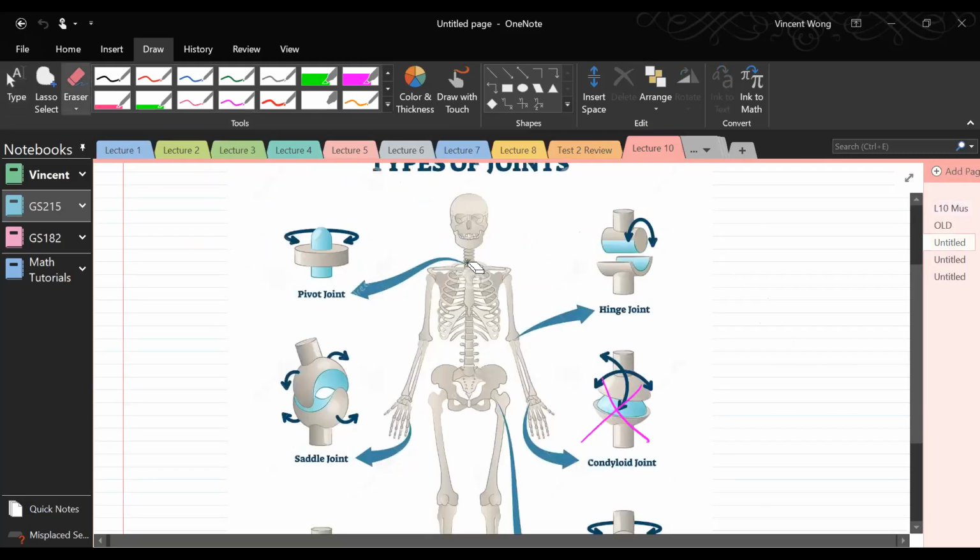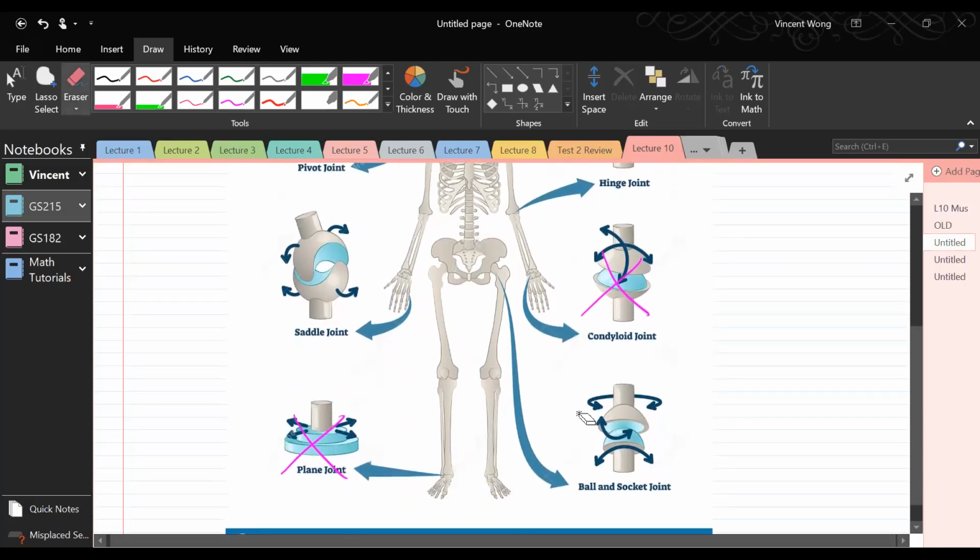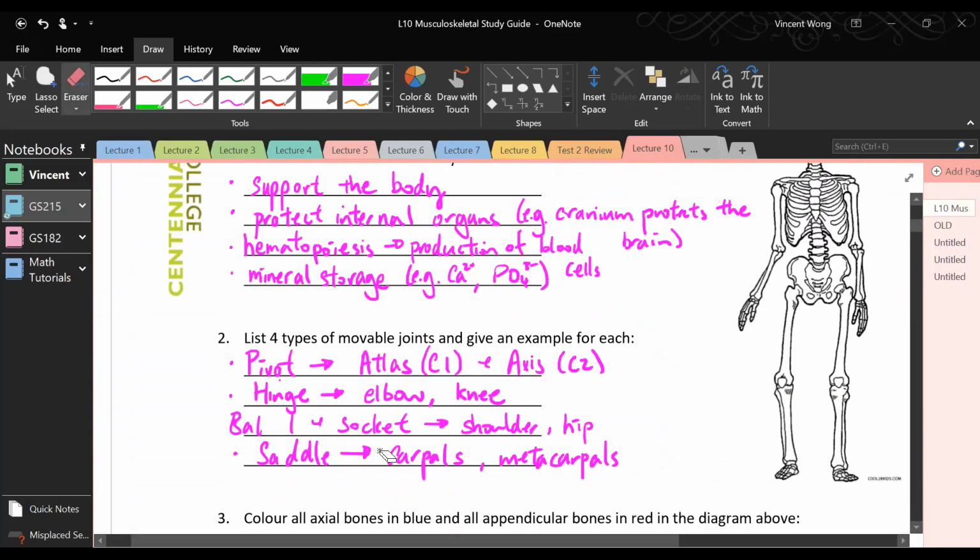Pivot joint right here at the neck, C1 and C2. Hinge joint looks like this. That's what a saddle looks like. Okay, 2 concave surfaces rubbed together. Ball and socket. There are other ones, right? Condyle joint, which we're not going to talk about, and then plane joint. So these ones you don't have to know. Okay, you just have to know the ones that I wrote over here.